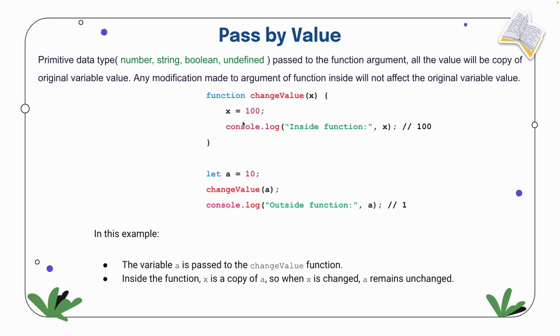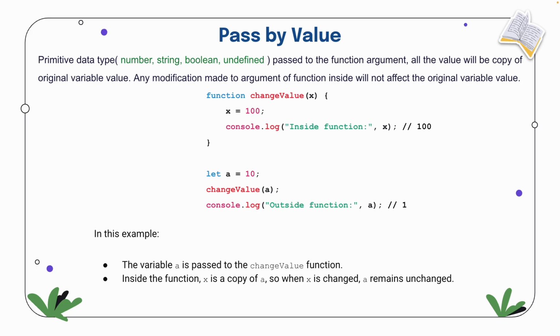So x will be 10, then x will be 100, but a value did not get changed, right? So a value will still be 10. Outside the function, after calling this function changeValue, the a value will still be 10 only. There is a printing mistake. So a value will always be 10. So this is called pass by value.